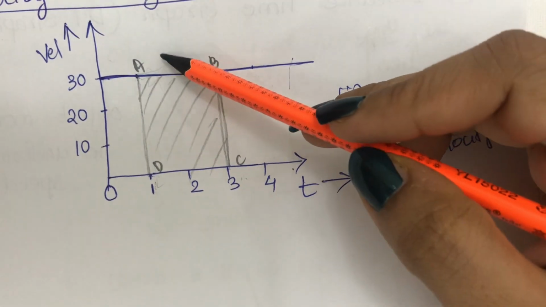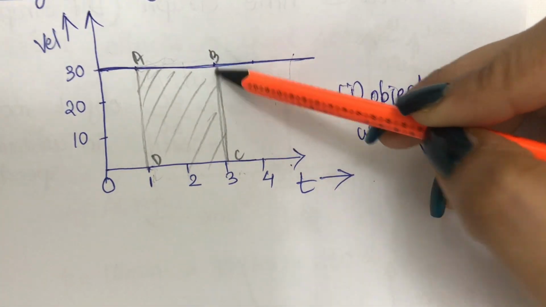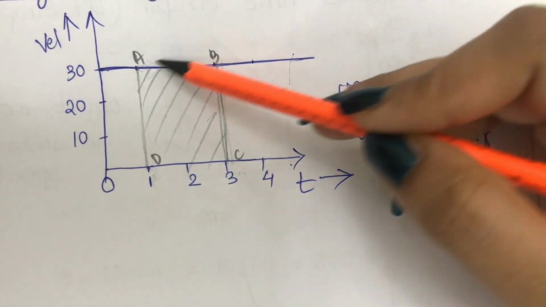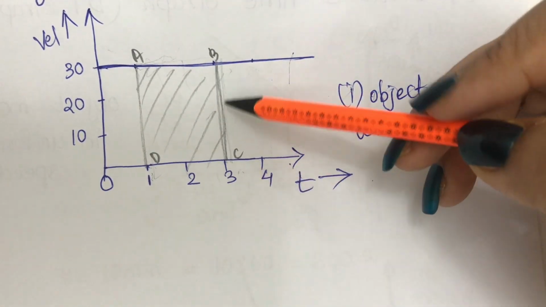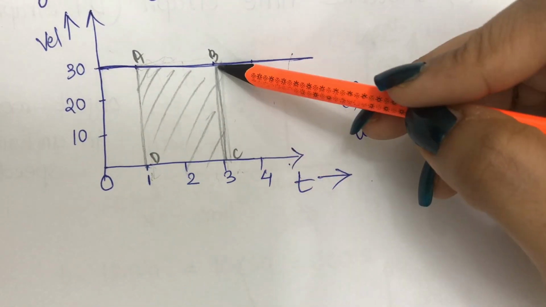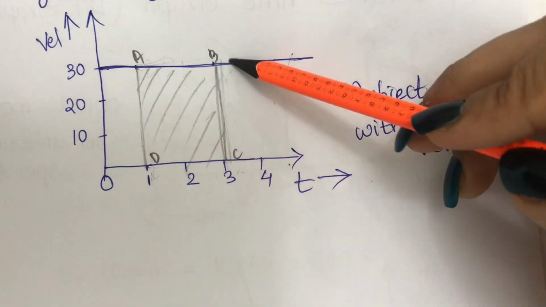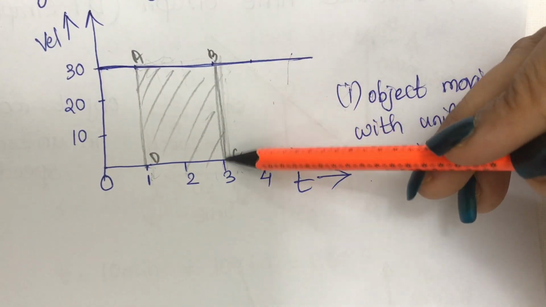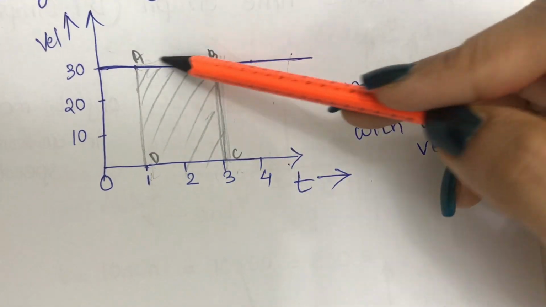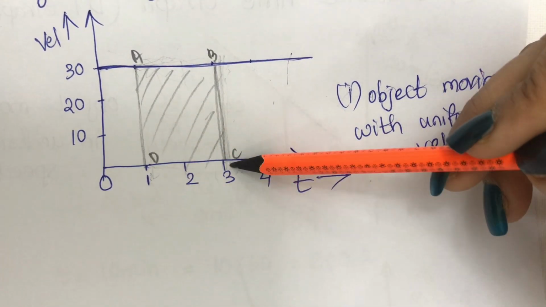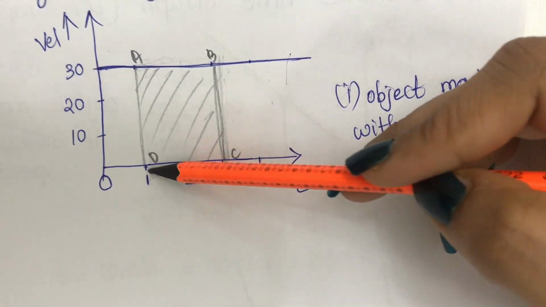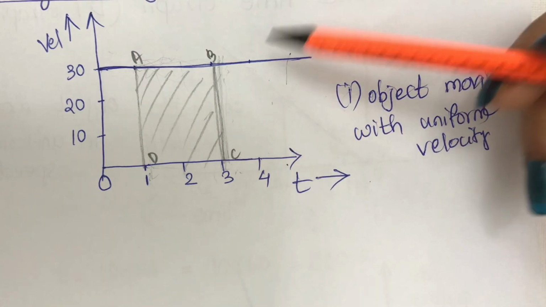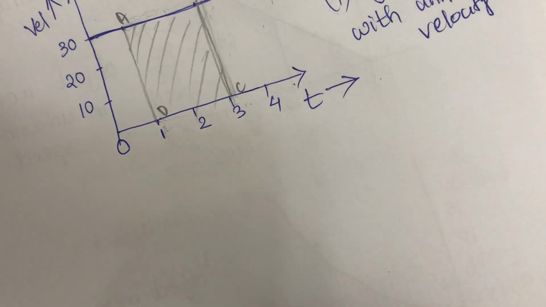See how we know, we have to calculate this area. How will we calculate this area? AB into BC. It's a rectangle, no? So length into breadth. BC here is 30, that is speed, velocity. 30 into AB, which is the time interval, T2 minus T1, 3 minus 1, 2.